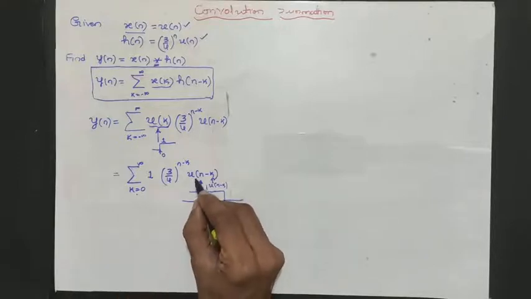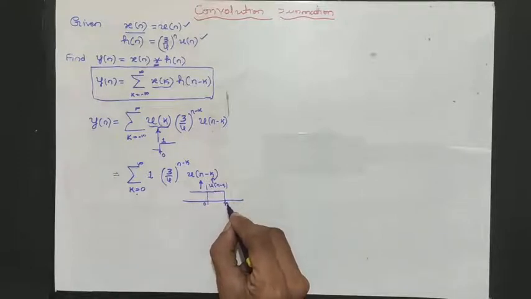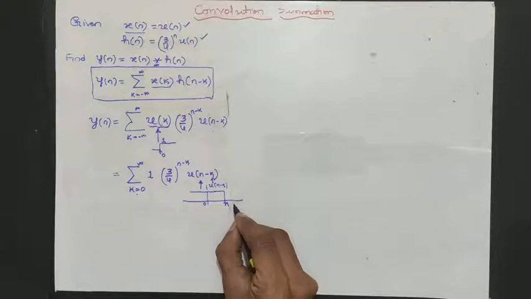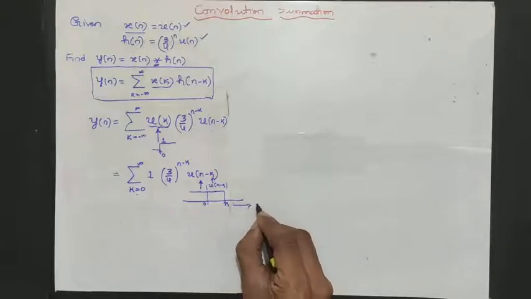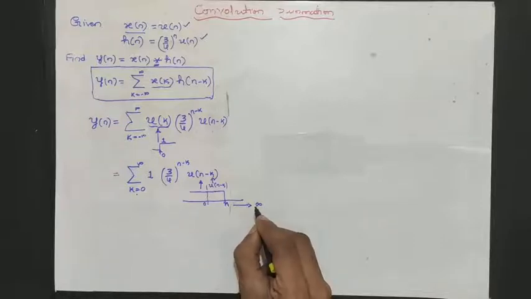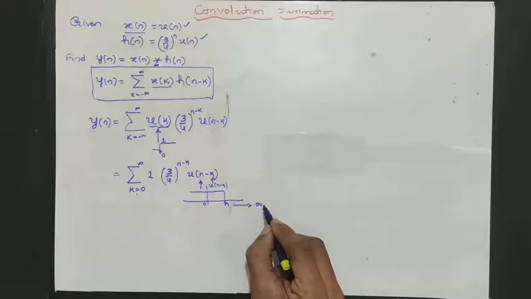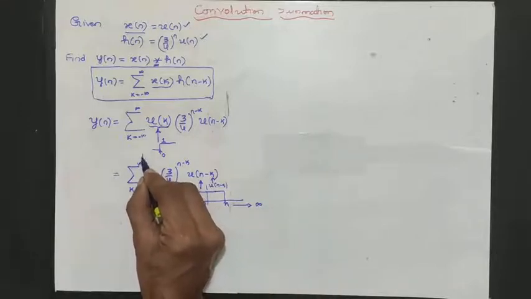What is the meaning of u of n minus k? The signal is present till n. Hence no meaning for you to sum it up till infinity. My summation ends at n, not at infinity. Again, this point you have to modify.